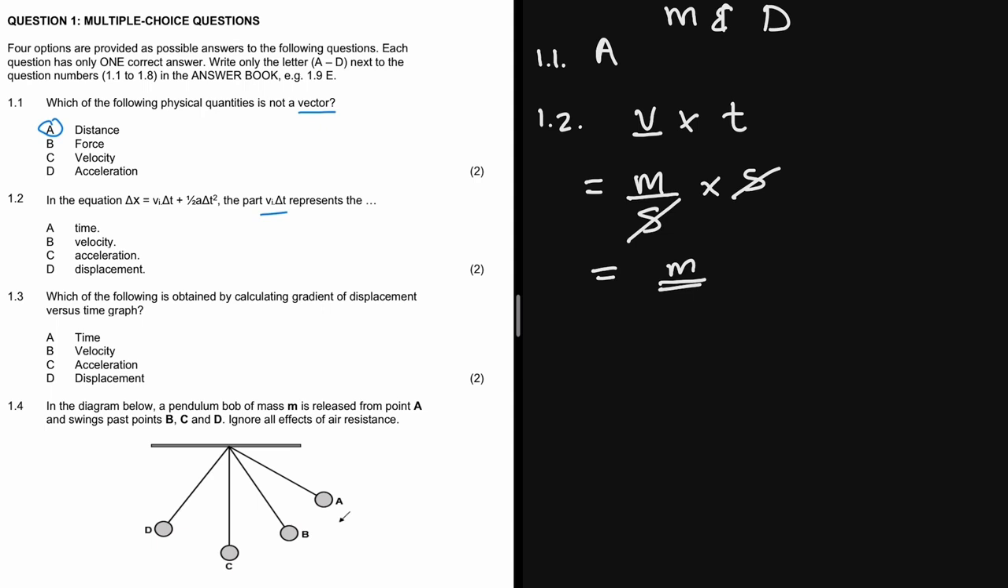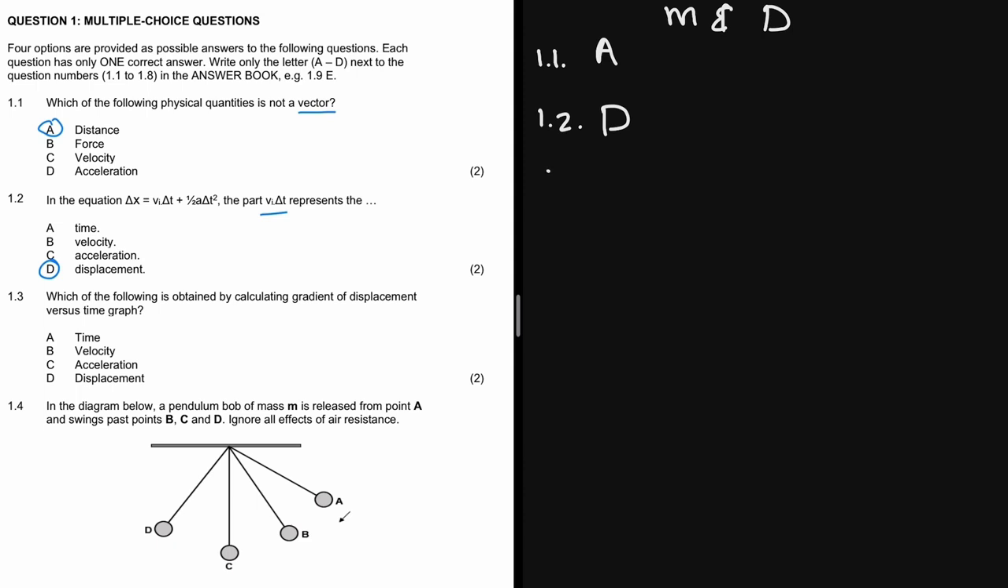So now we know that the unit meter either represents the distance or the displacement, or it can also represent a length. So in this case, we're going to look for something that has a unit of meters. The first option A, time, that is not correct. Velocity is not correct. Acceleration is not correct. But the unit for displacement is in meters. So that means the correct option is going to be number D. So 1.2, the answer will be D.